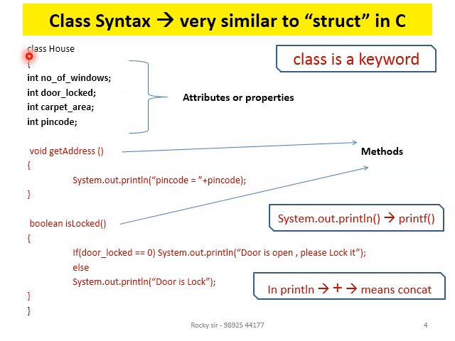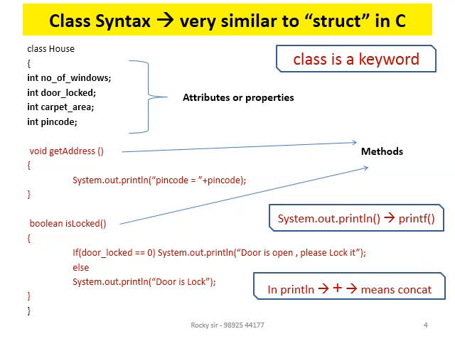Always remember, this word class can't be changed by us. We can't make it as classes. Class means a class. In Java, class is a keyword. System.out.println means print, and in the println statement, whenever we use the plus sign, it means concat.